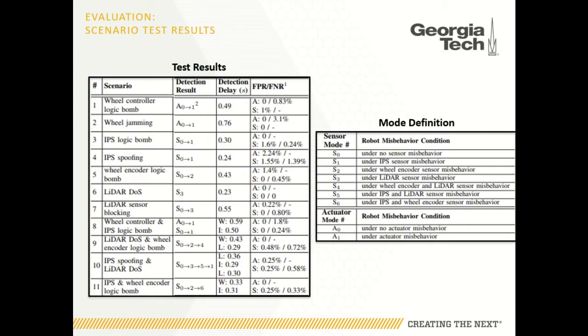Here's a summarization of the test results. You can see the fastest detection delay, or the shortest time, was scenario 6, LiDAR denial of service, and the longest detection delay was wheel jamming, scenario 2, at 0.76 seconds. I think it makes sense that an actuator would have the longest delay, specifically something like wheel jamming, because it's hard to determine whether or not a wheel is jammed or is just moving slowly. On the right, you see the mode definitions for each one of the detection results.